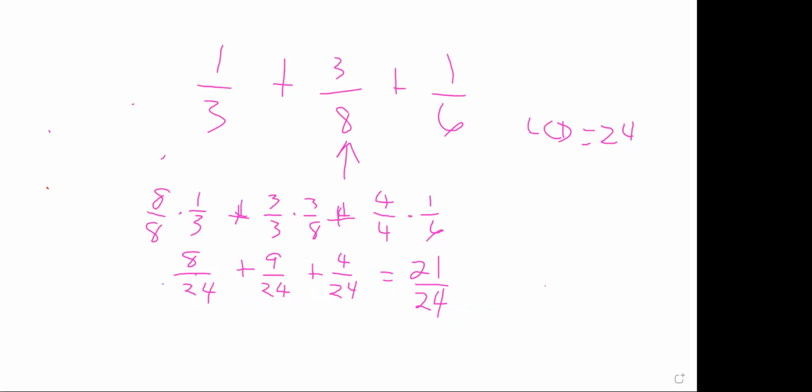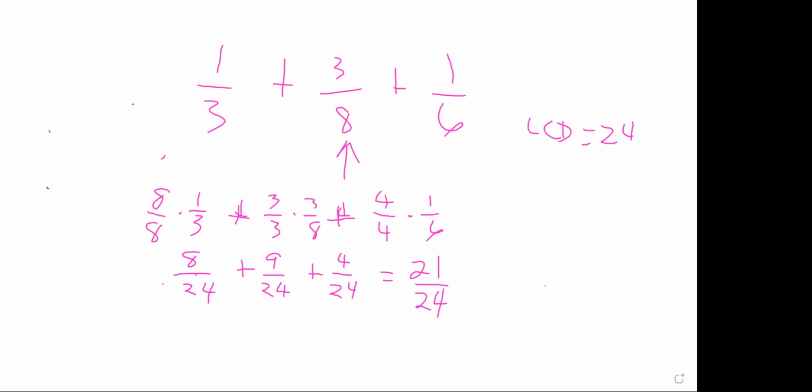Yes. So I'm going to look for factors that would go into 21 and 24. Will 2 do the job? Nope. What about 3? Will 3 go into 21? Yes. 21 divided by 3 is 7.